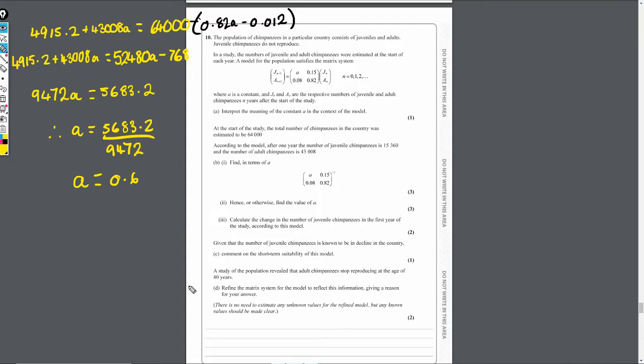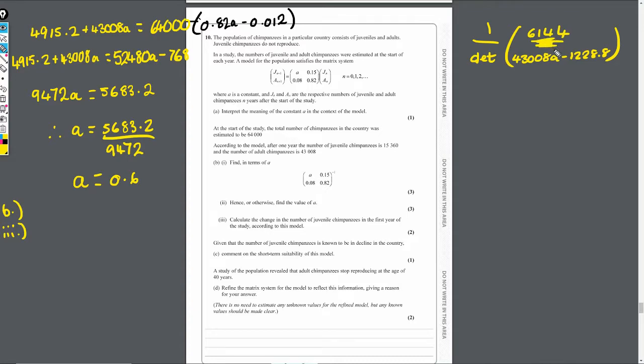Okay, so we've still got quite a bit of this question to go yet. We now have to calculate the change in the number of juvenile chimpanzees in the first year of the study using this model. So this is B part 3. Well, in our model for the juveniles, we had 1 over the determinant times 6,144, so that was the juveniles, and then the adults was the 43,008 A minus 1,228.8. Okay, so my juveniles is this number here.